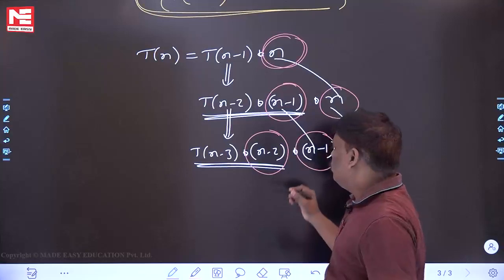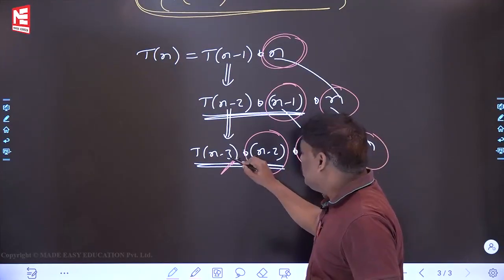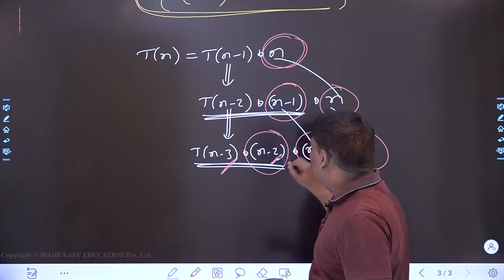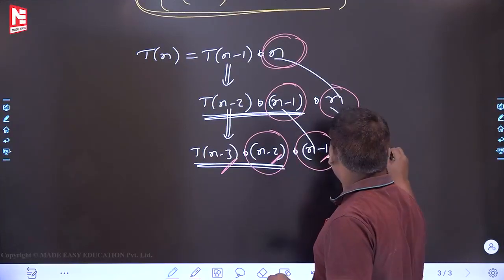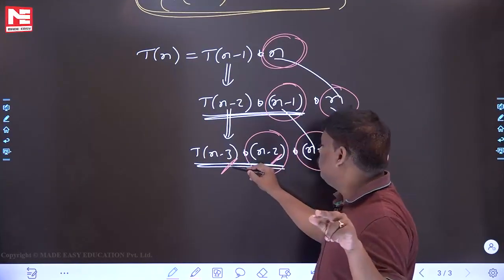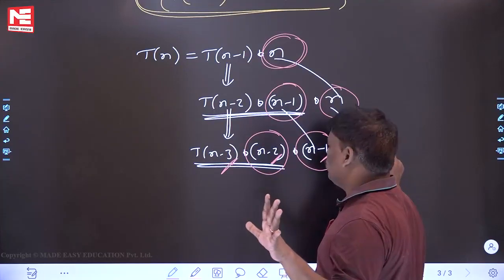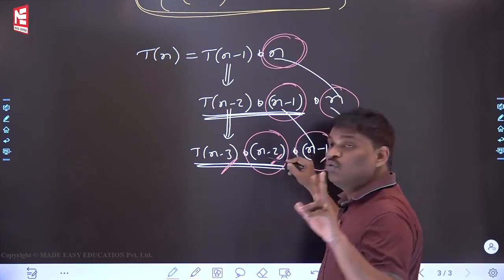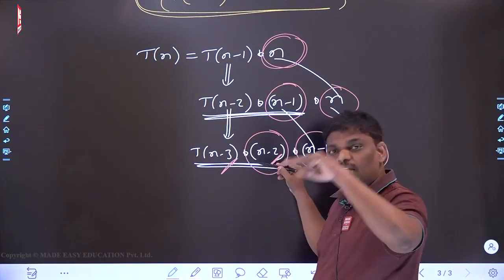3 times if you do, you got T(n-3) here. T(n-3) means T(n-2), T(n-2) means T(n-1), T(n-1) means T(0). 3 times if I do, all will be in terms of 3. That's okay. If at all it is right or wrong, to verify, just check the 2 also.